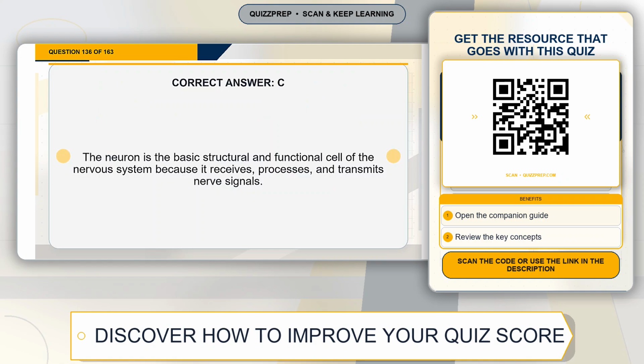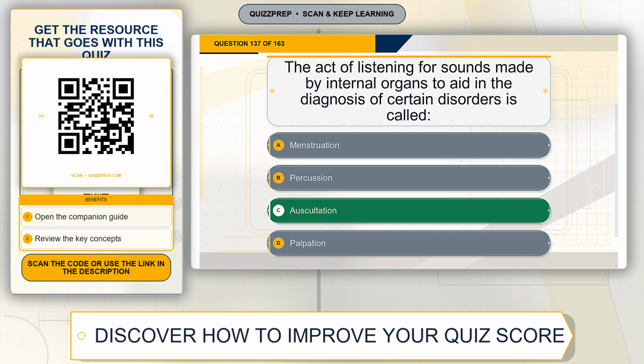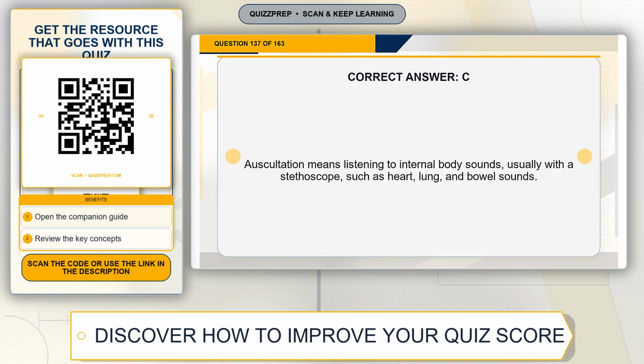Question 137. The act of listening for sounds made by internal organs to aid in the diagnosis of certain disorders is called option A, menstruation, option B, percussion, option C, auscultation, option D, palpation. The correct answer is option C, auscultation. Explanation. Auscultation means listening to internal body sounds, usually with a stethoscope, such as heart, lung, and bowel sounds.